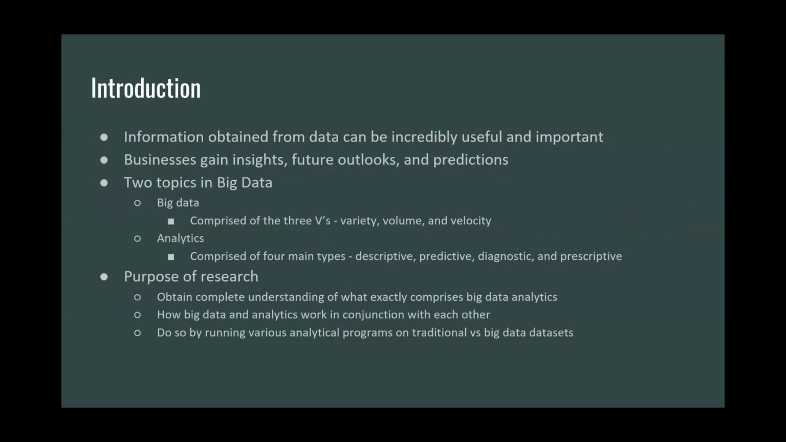So what we've done, again, we compared those, but let me just give you a brief introduction about the topic. In big data, we talk about two major things. Big data, which comprises the three V's: variety, volume, and velocity. And then we focus on the analytics part, which is divided into four main types: descriptive, predictive, diagnostic, and prescriptive.